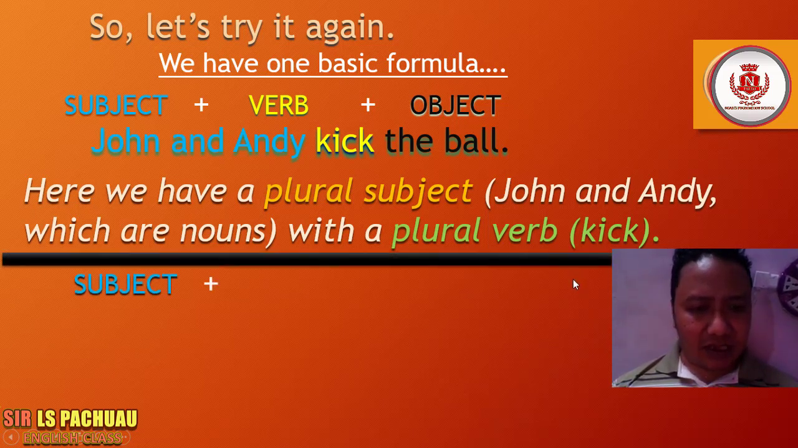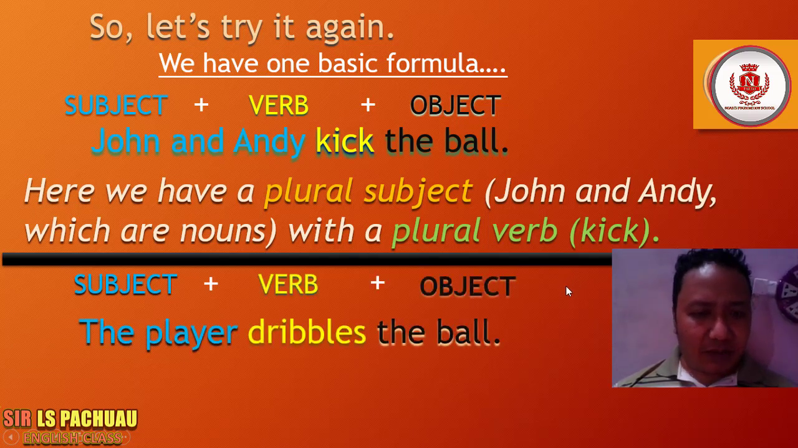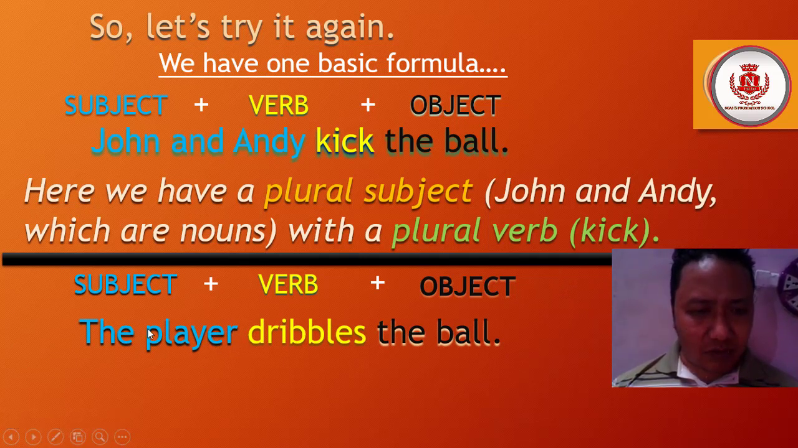And subject plus verb plus object. Again, the player here now. Player, we don't have an S anymore. If we say the player, it's only one, so singular, and the verb also has to be singular. So what did I say? In singular verb, we have an S after the verb. Understand? It goes the opposite with the noun here.